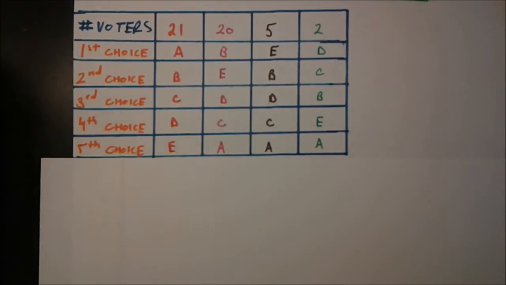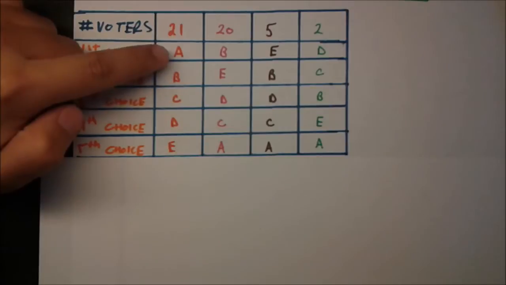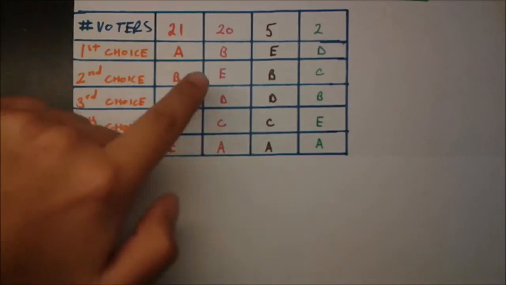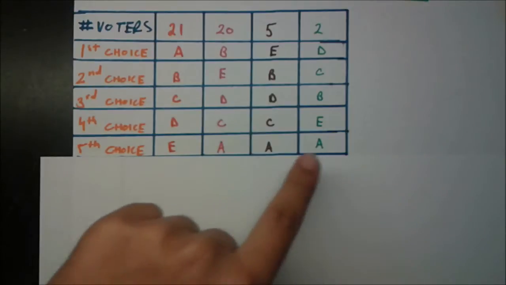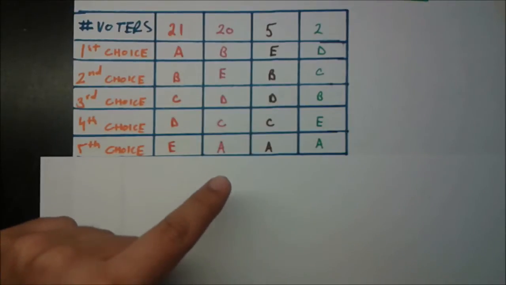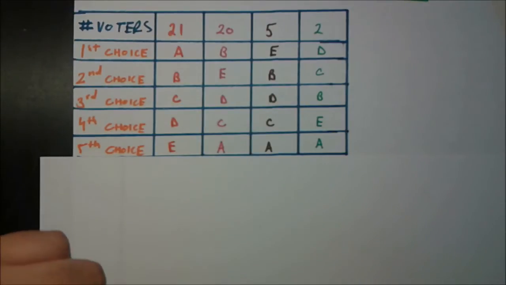Well, let's look at first something. These 21 people voted A as their first choice, but where does A appear for these other 27 people? He appears at the bottom. These people do not like him at all. That seems a little fishy for someone who just won an election.